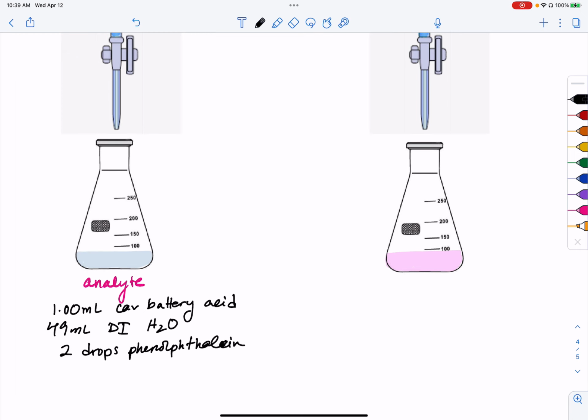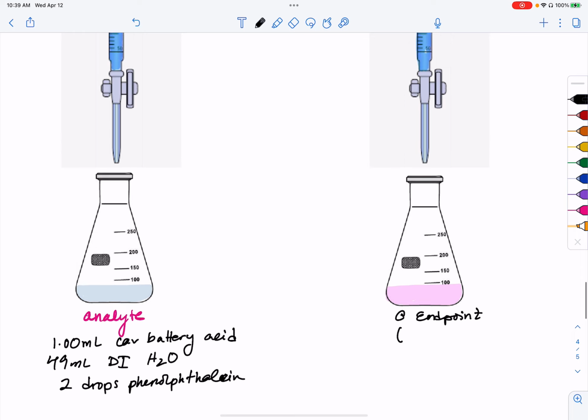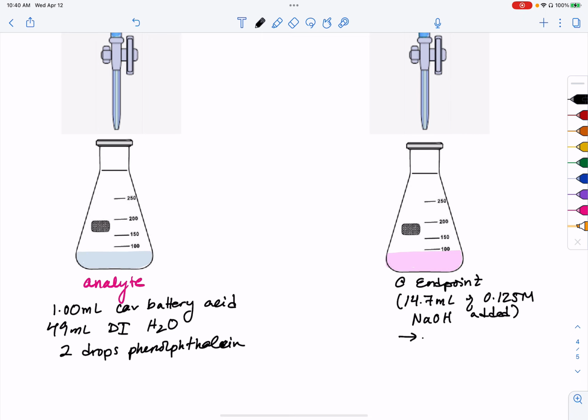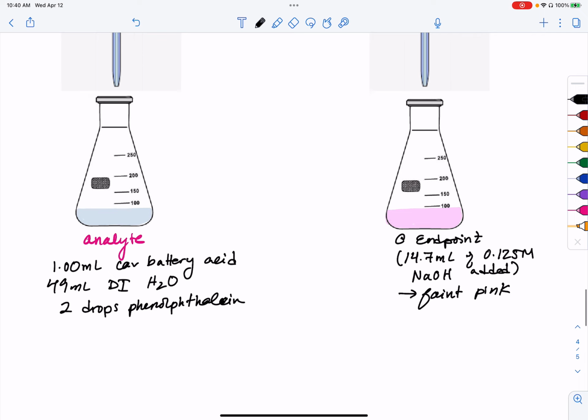So at the endpoint, which is where 14.7 milliliters of our 0.125 molar sodium hydroxide has been added, we see a faint pink color due to the slight basicity or alkalinity of the solution, because we have added just enough of the base to neutralize all of our acid and then a little extra.